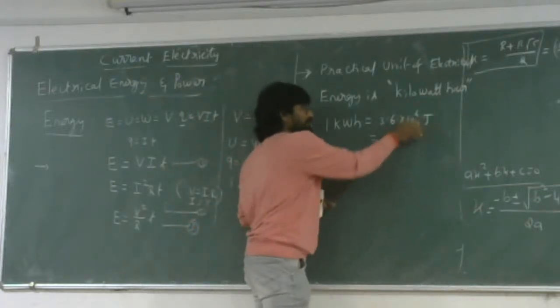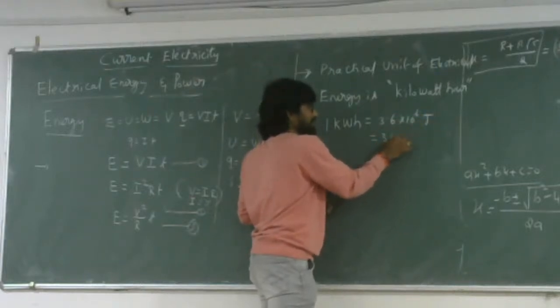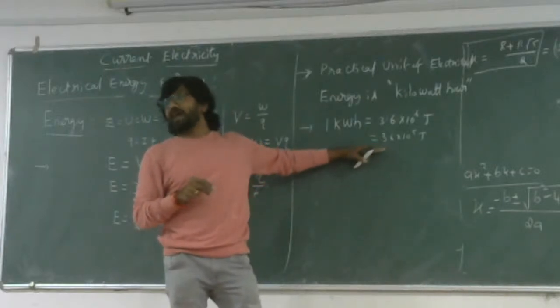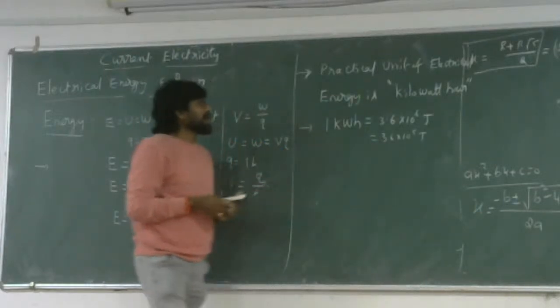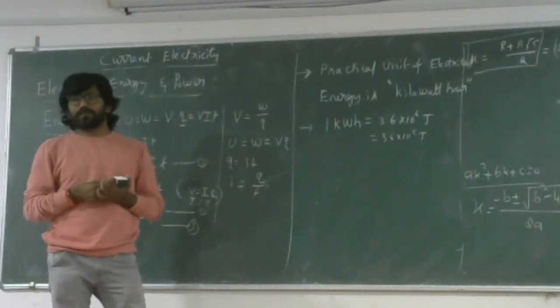Don't confuse this. If you move the decimal by one place, you write it as 36 into 10 to the power 5 joules also. Direct values will sometimes be asked, so you must be clear about this. This is called the practical unit of electrical energy.